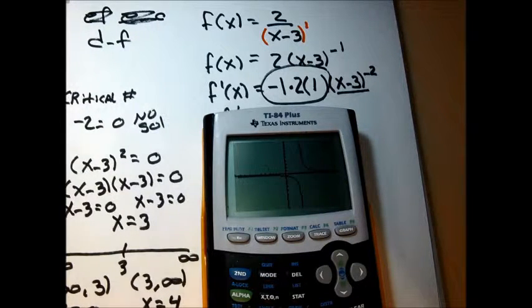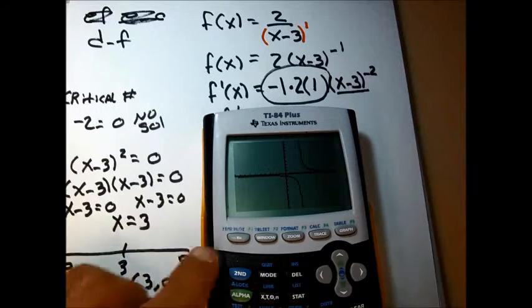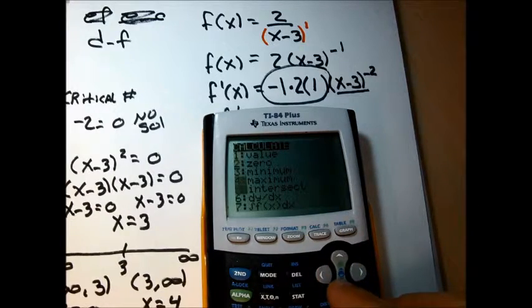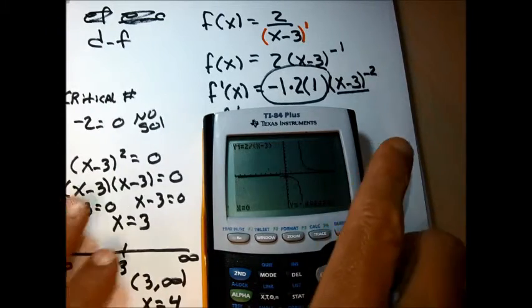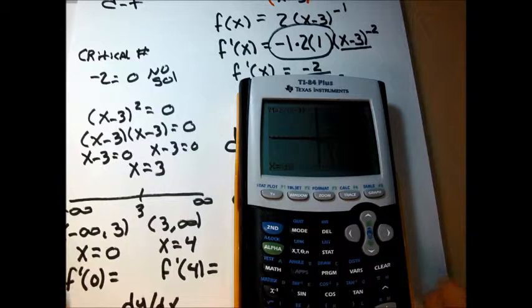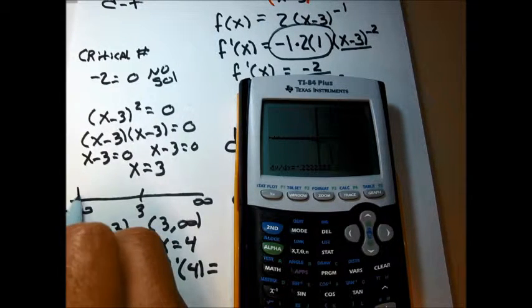We can kind of see the whole graph. That's probably good. Now I'm going to do second calc, go down to number 6 dy/dx, type in 0, and hit enter, and I get negative 0.22. So negative 0.22. That means in the first interval, the graph is decreasing.